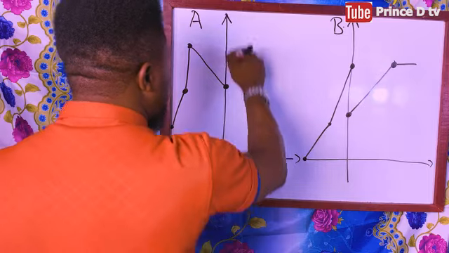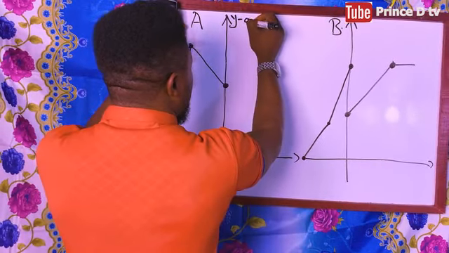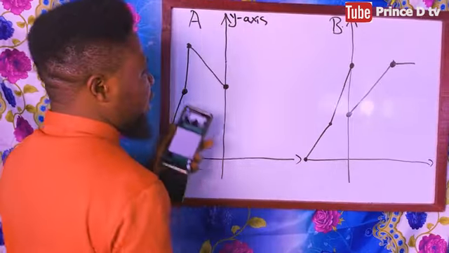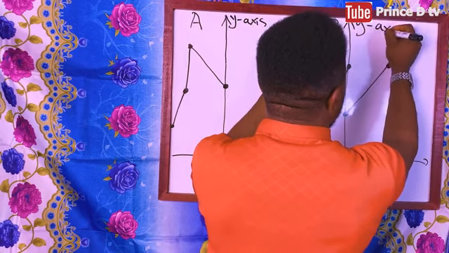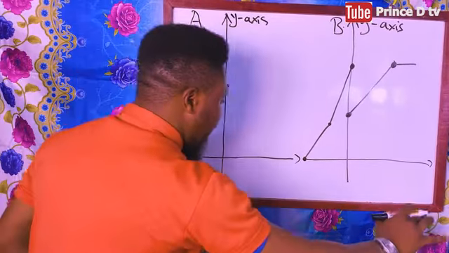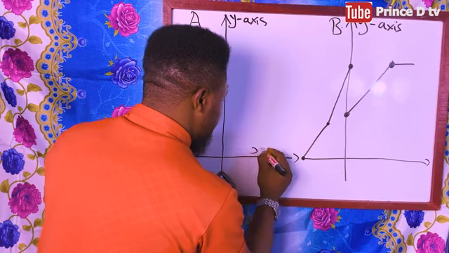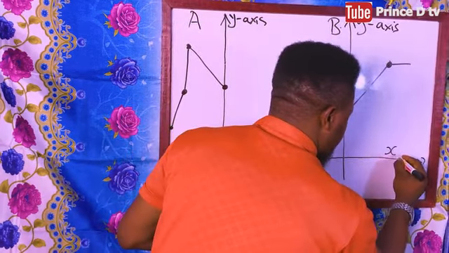Of course the vertical line here is always known as the y-axis. And of course, the horizontal line is always known as the x-axis. The x-axis.